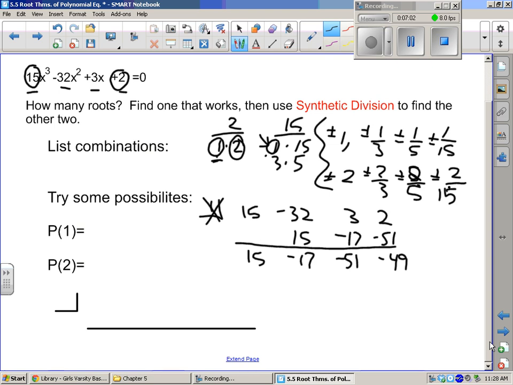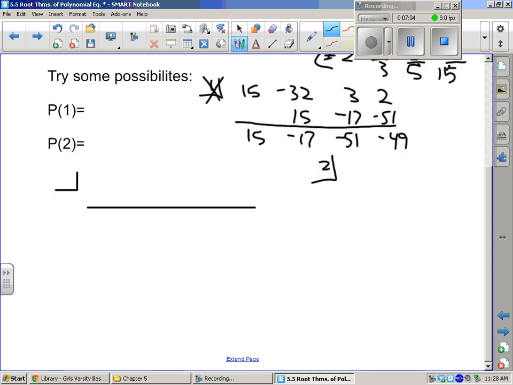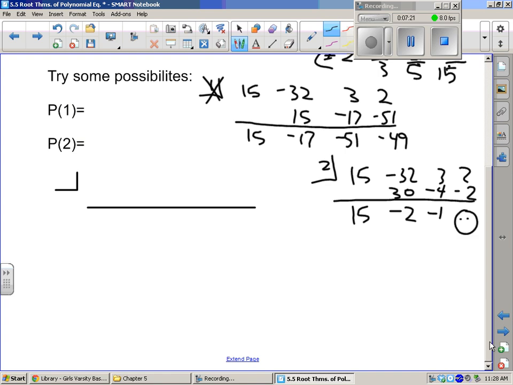Let's try it with the 2. Box. Negative 32, 3 and 2. Bring down the 15. That's 30. Add, I get negative 2. So that's negative 4. Then I get negative 1. Multiply, I get negative 2. There's our 0. Happy day. So we know that 2 is a factor. It's a root.